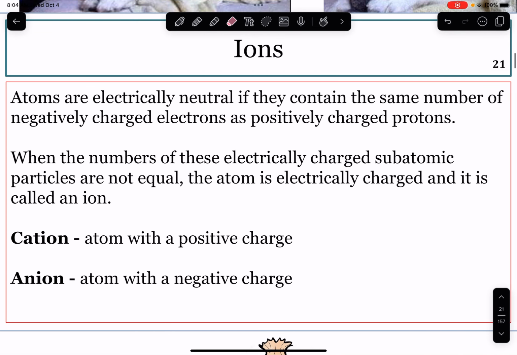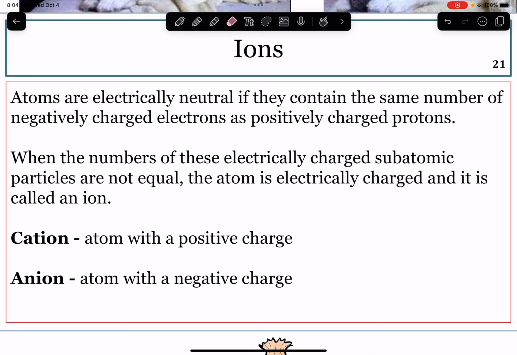An ion is an electrically charged atom. If an ion or an atom is neutral, then they will contain the same number of electrons as protons, and that's because the electrons are negative and the protons are positive. When an atom loses or gains an electron, then it will be left with a charge. Atoms can only gain or lose electrons. They cannot gain or lose protons or neutrons.